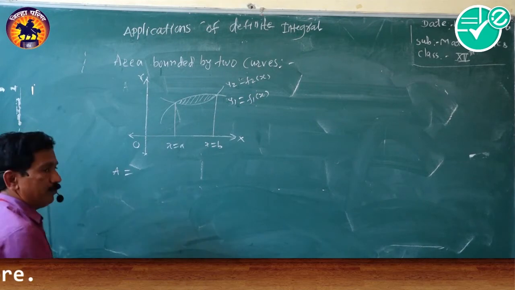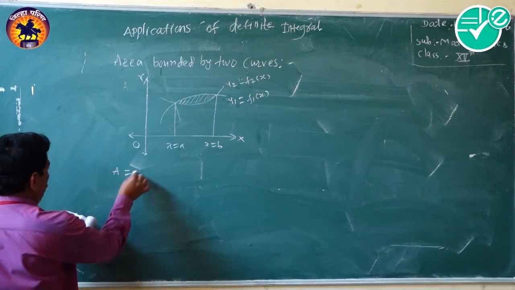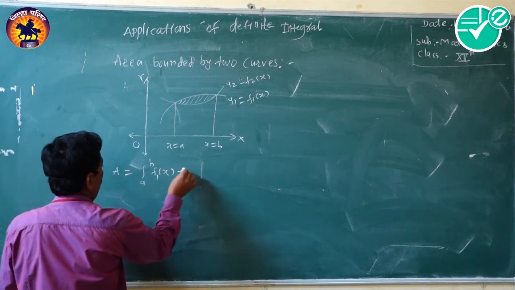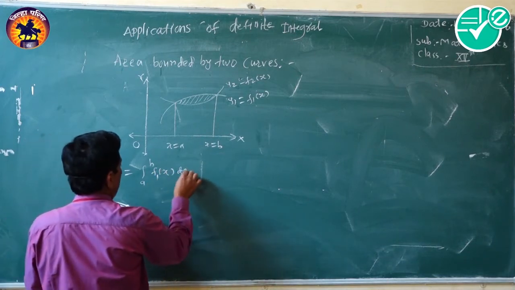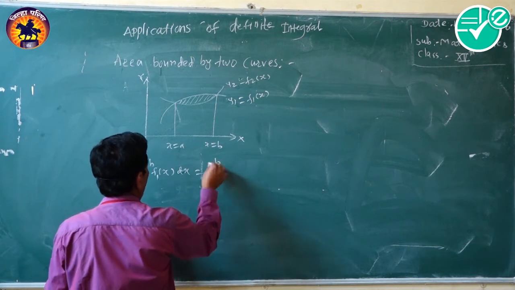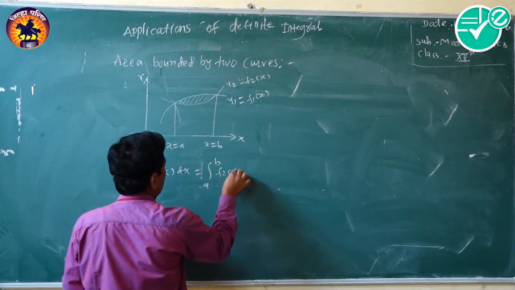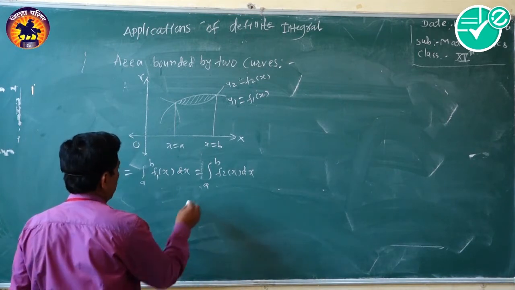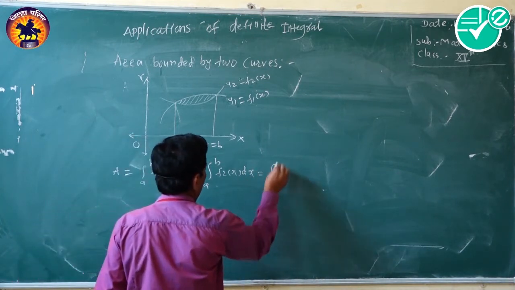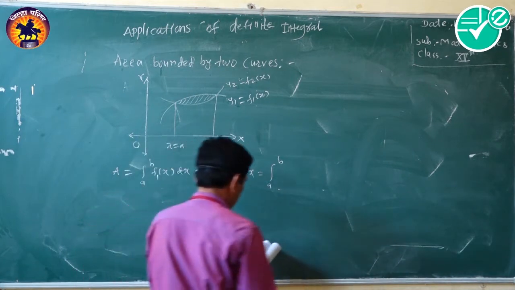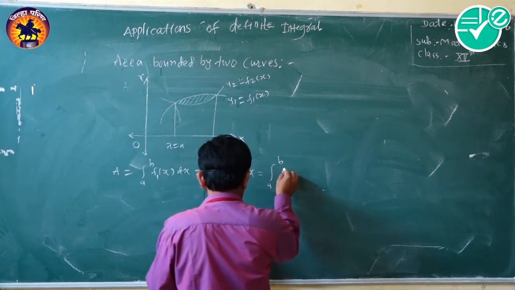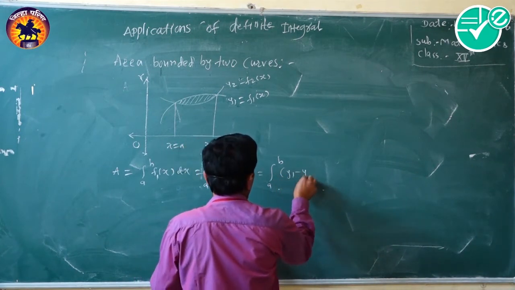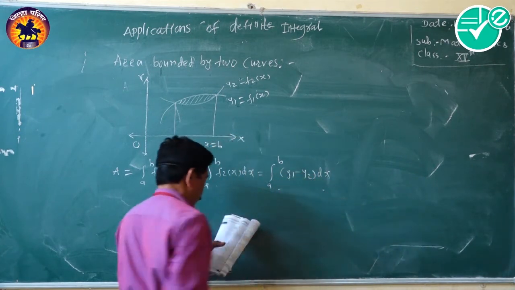A is equal to the integration from a to b of f1 of x dx minus the integration from a to b of f2 of x dx, or this can be written as the integration from a to b of y1 minus y2 dx.